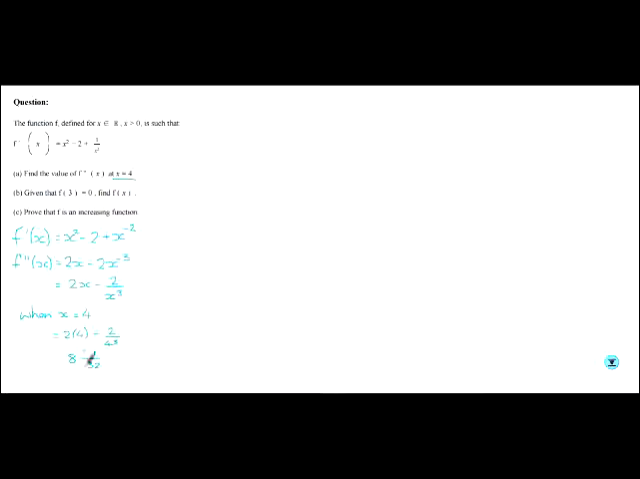I just squeezed this in. I hope you can still see it at the bottom. If we're taking 1 over 32 away from 8, we're going to get 7 and 31 over 32. Okay, that's the first bit done.